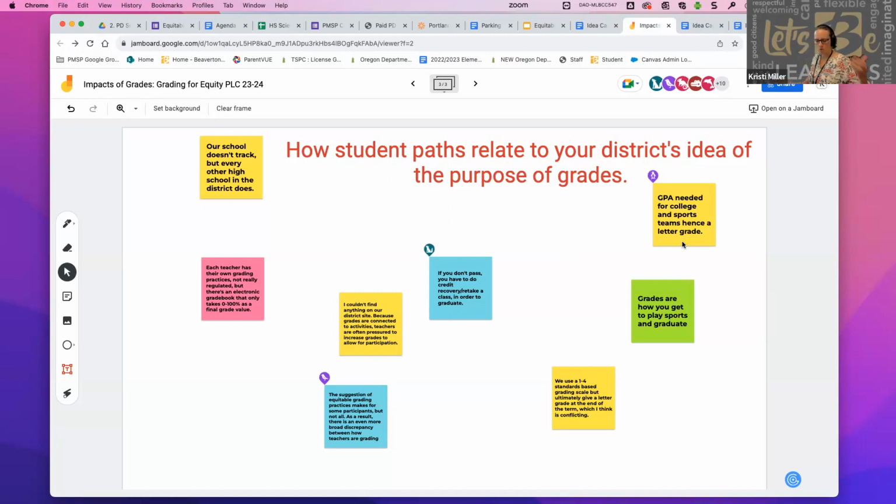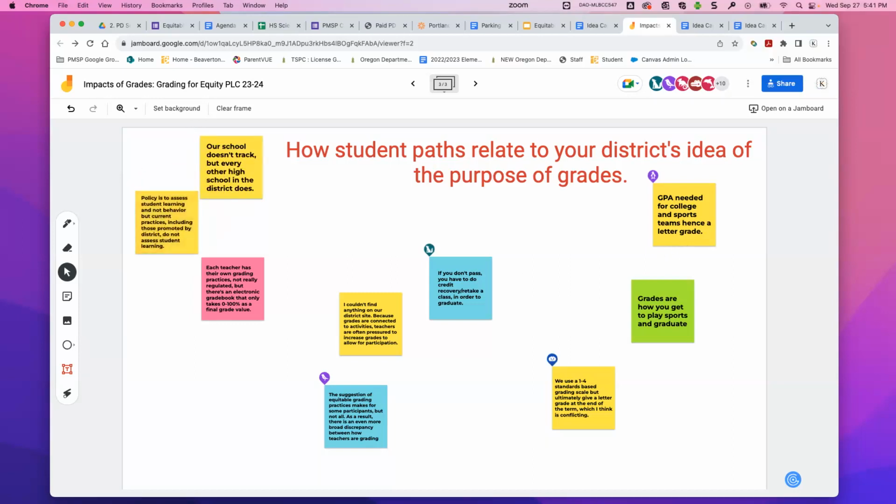So one pathway or grouping for the ways that grades impact students is whether they can play sports or not. That seems to go hand in hand with this person's district's policy on grades, because in order to play sports, we need to have a letter grade. And so those go together. That's kind of what I'm looking for on slide 3. How do slide 1 and slide 2 relate or not relate? Okay, that makes sense. Thanks for asking. Yeah, thank you.